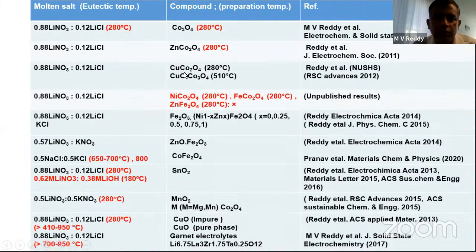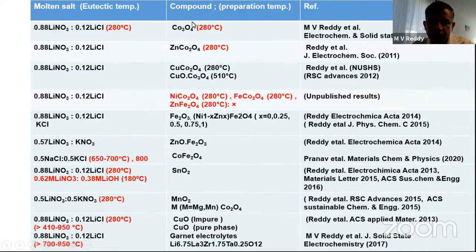You can play with the various spinels, starting from cobalt oxide. If you use the same lithium nitrate, lithium chloride salt with nickel and cobalt, we're not able to prepare the samples. The pure phase we can obtain by using zinc, cobalt and copper. And recently cobalt iron oxide. It's very important: if you use a cobalt and iron combination, we have to go to slightly higher temperature to be able to prepare the samples. For example, tin oxide also we can prepare at 280 degrees. And similarly with various other oxides.